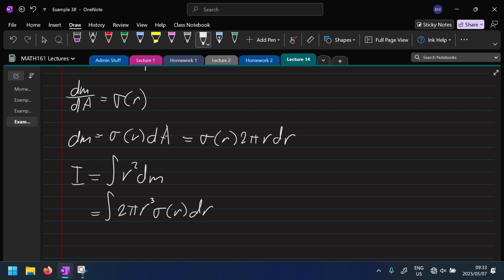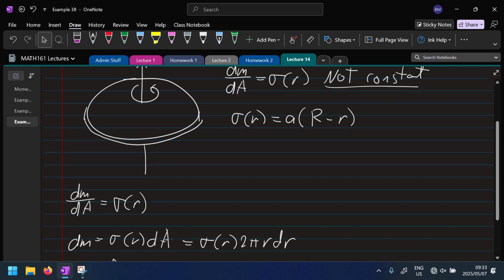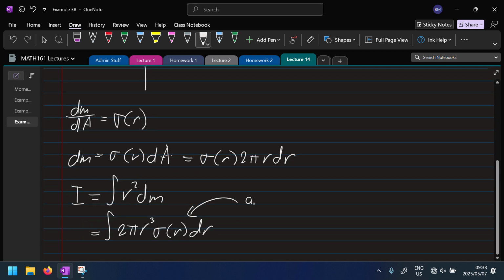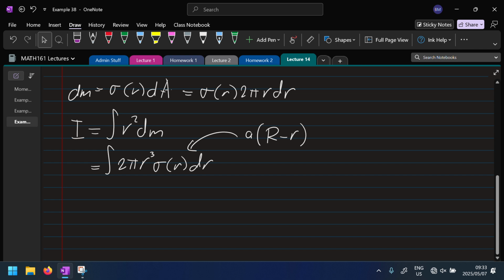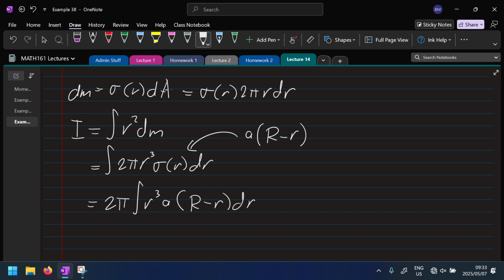Now the sigma of r, that's given to us, so we can substitute. That is the a capital R minus little r. Okay, 2 pi, that's a constant, we can take that out. Integral of r cubed, and then we've got the a capital R minus little r dr. Okay, what about the bounds? Well, same as before, you go from the center of the circle out to the end. So the bounds go from 0 to R.